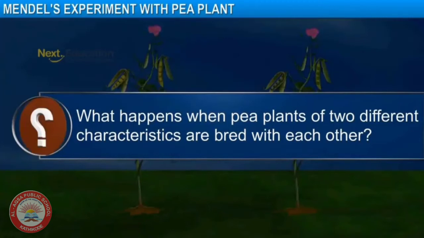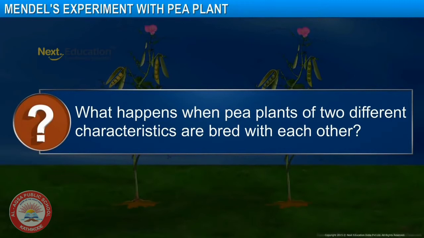Hello children. In the last class, we started with laws of inheritance and we saw the law of dominance. We saw how Mendel conducted his experiment using pea plants. In his first experiment, he considered only one character. Now let us see his experiment in which more than one character was considered. That is a dihybrid inheritance.